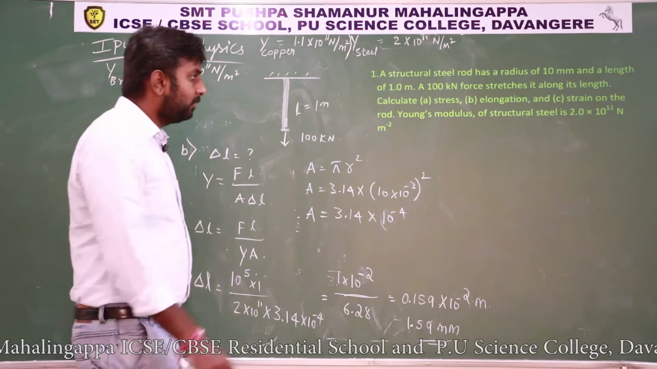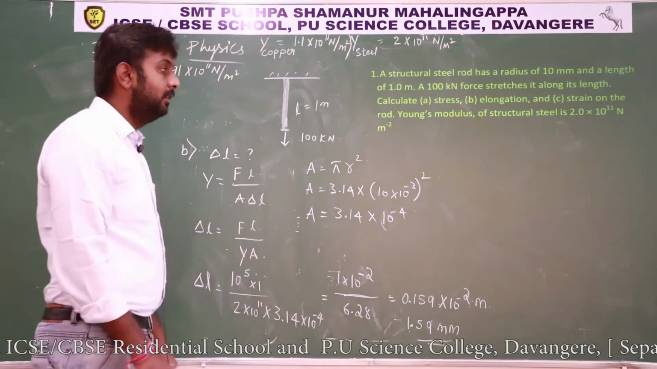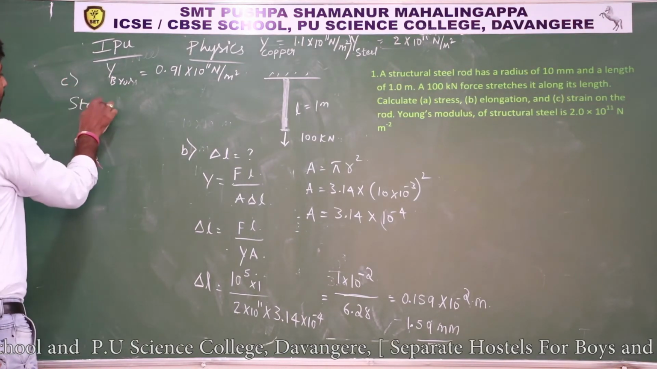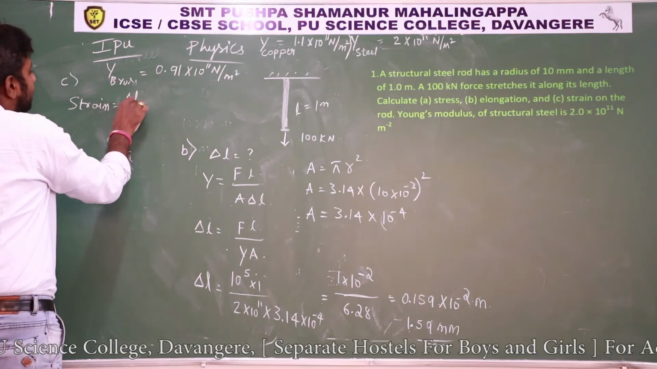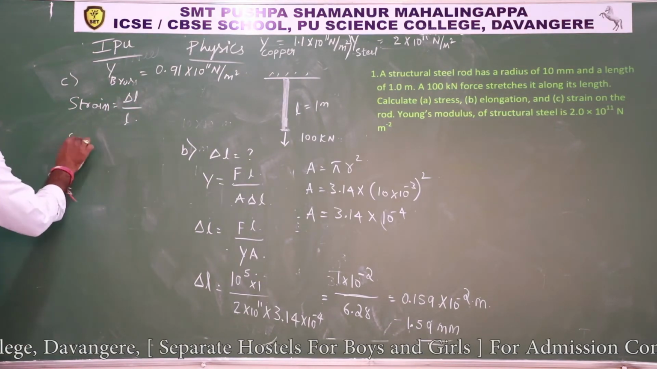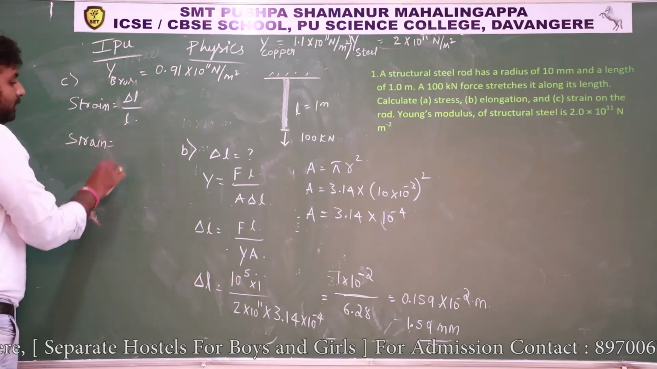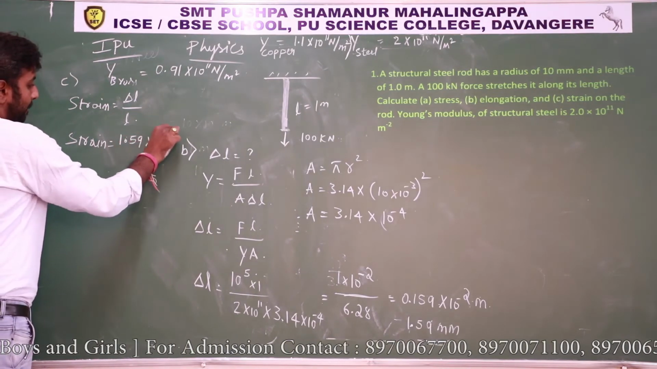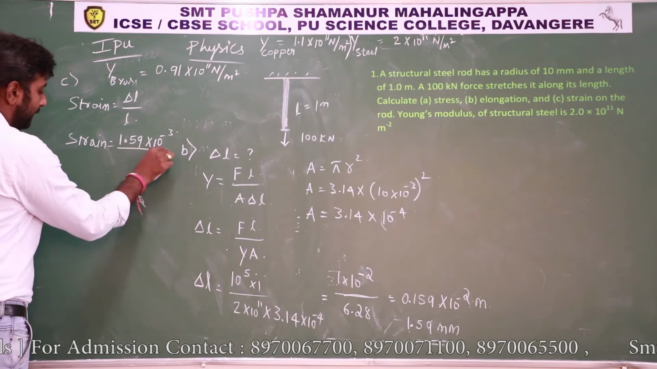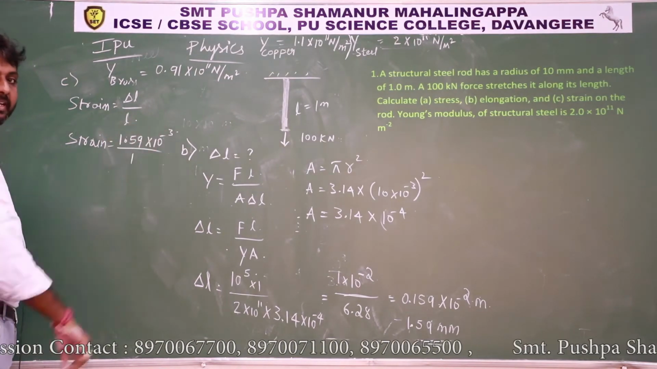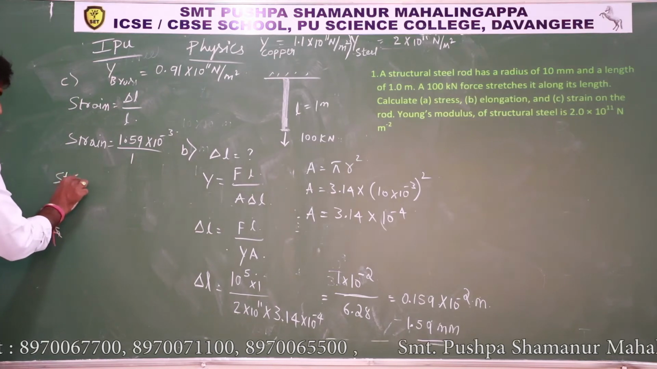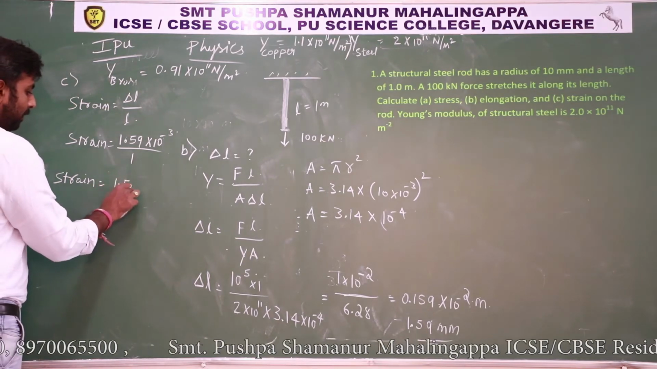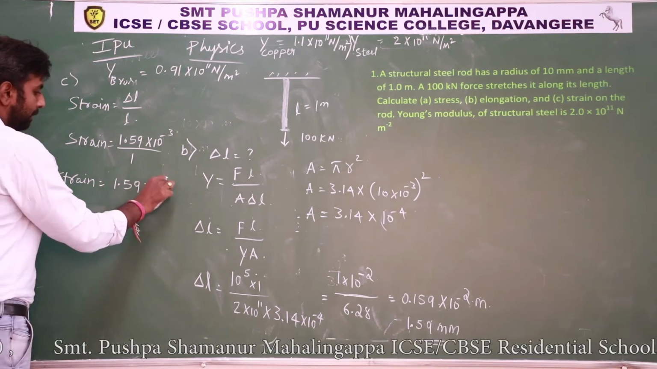And next we are asking to find strain. Strain is equal to change in length by original length. So strain is how much? Change in length is 1.59 into 10 to the power minus 3 meters divided by 1 meter. Meter will get cancelled. Strain doesn't have any units. So you will get the answer 1.59 into 10 to the power minus 3.